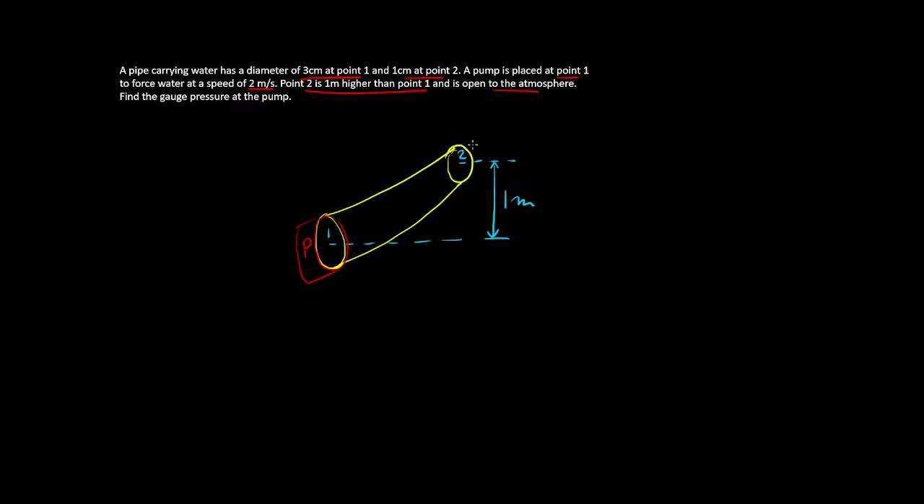And at point 2, we have an atmospheric pressure because the pipe is open to the atmosphere. And at point 1, we're going to have a pressure P1. And the question asks us for the gauge pressure at the pump. So what we do is simply apply Bernoulli's equation.